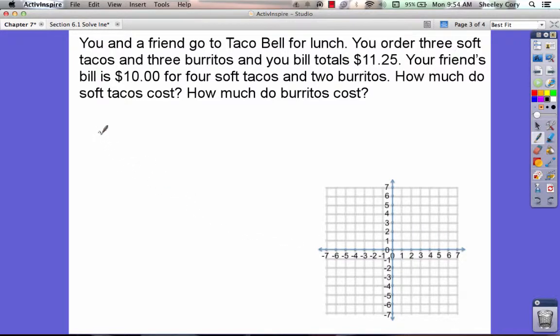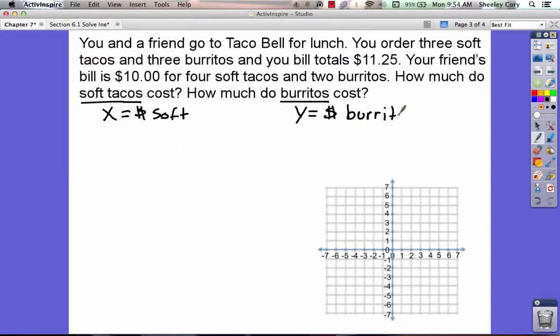So, soft tacos is something I'm trying to figure out, and burritos is something I'm trying to figure out. So I'm going to label soft tacos as my X value. I don't know what they cost. And my burritos as my Y value. I don't know what they cost. So X is the dollars for soft tacos, and Y is the amount of money for the burritos.